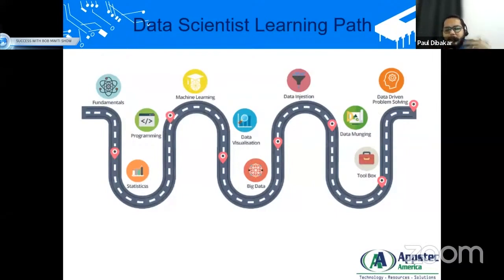Then you have to understand data engineering, the data ingestion part. What are the different tools that you need to use in order to accomplish all these, or what platforms you should be learning about. And then finally, your data driven problem solving. So problem solving is one of the very important aspects in the entire data scientist learning path. Okay. So these are different checkpoints that define your roadmap.